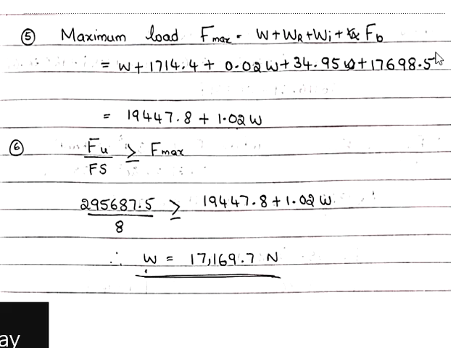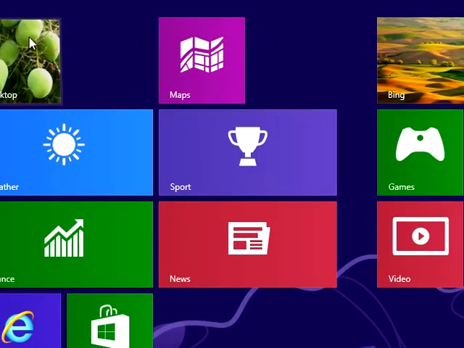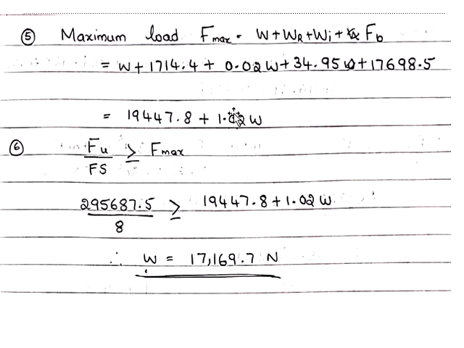In this equation, W values are unknown. So you will get the answer as 19,447.8 plus 1.02 W. Last step, calculate W value using the Fu by Fs should be greater than Fmax equation. Here Fu value, you have to remember, you will get Fu value this much. Fs value is given in the question. This Fmax is from step number 5. After simplifying, you will get W value as 17.16 kilonewton.